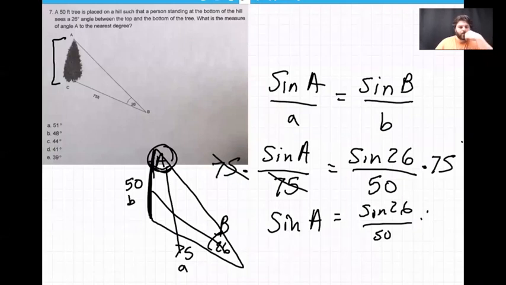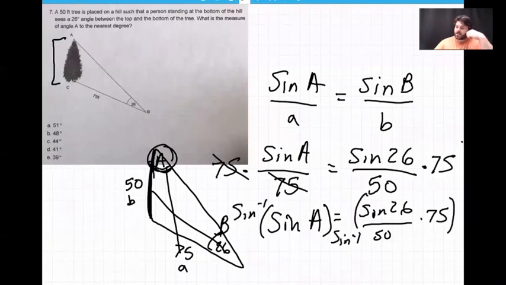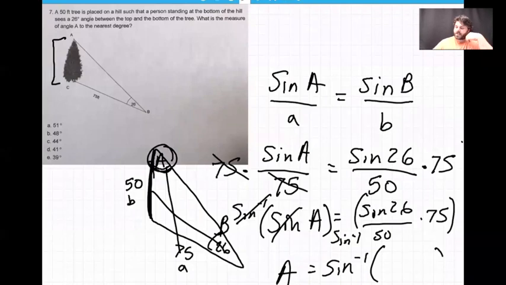Okay, well, that's not A by itself. Remember, I can't divide by sine. That doesn't exist. You're not allowed to divide by sine. What we do to get rid of sine is take the sine inverse. So I'm going to take the sine inverse of this crazy looking thing on the right side, and that's going to be what A is. A is the sine inverse of all this stuff.